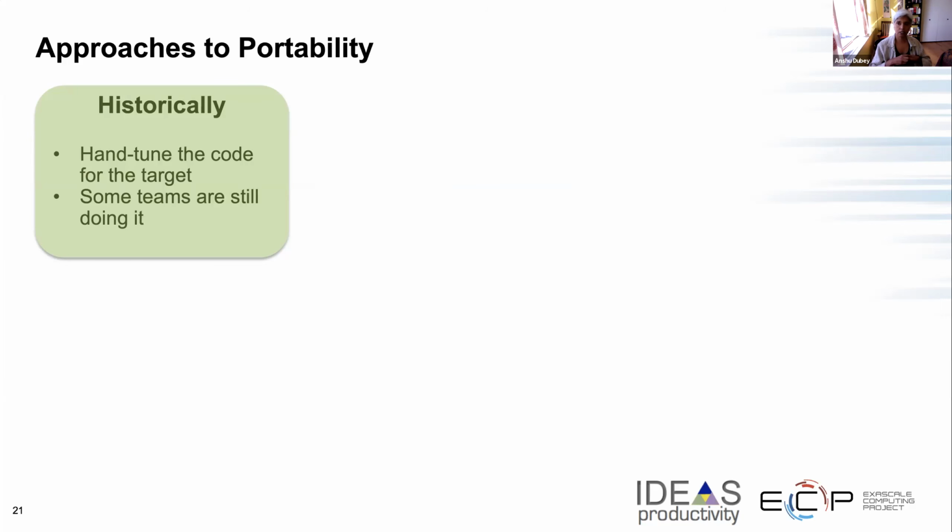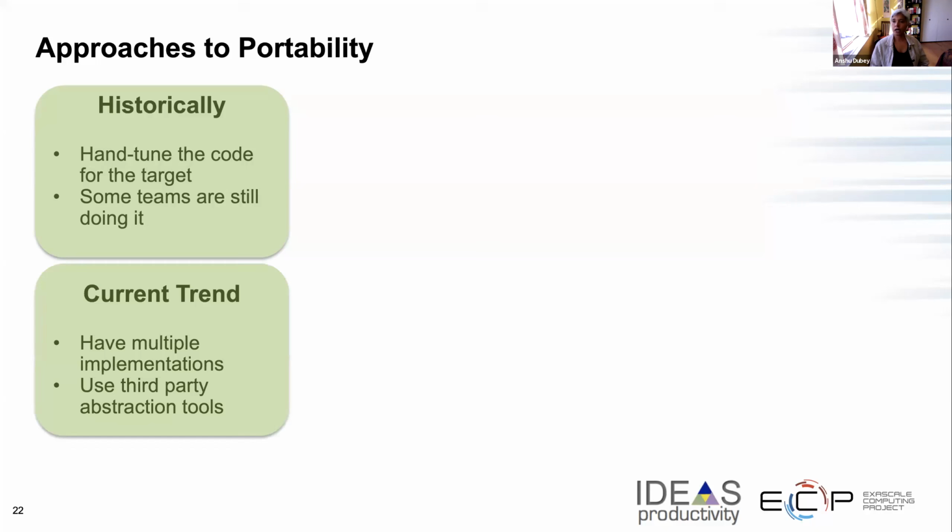And some teams are still doing it, and this is the right option for some teams because either the entire code base is small enough, or they have distinct hotspots in their code that are small enough that it is not too much of a tax on the team to have multiple alternative versions for different target platforms. The current trend for anything except those teams that can get away with still hand-tuning the code is to have either multiple implementations or use third-party abstraction tools which aim to hide all of the details of the platform from the user.